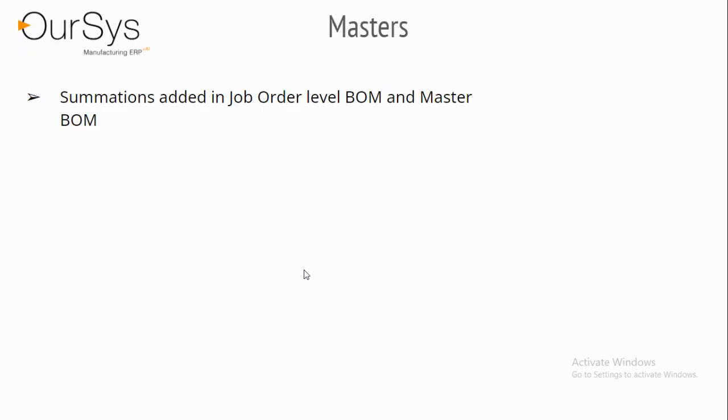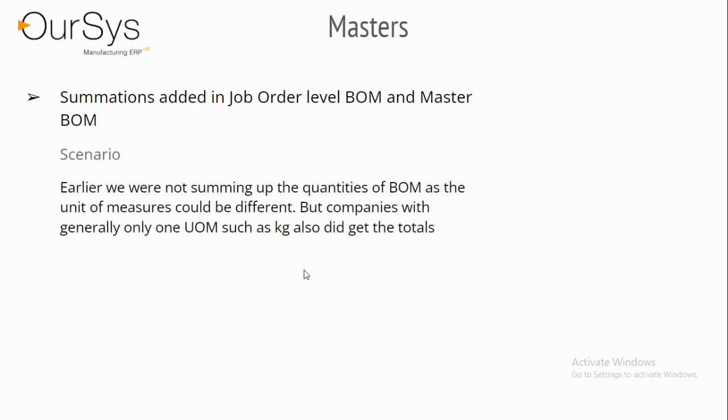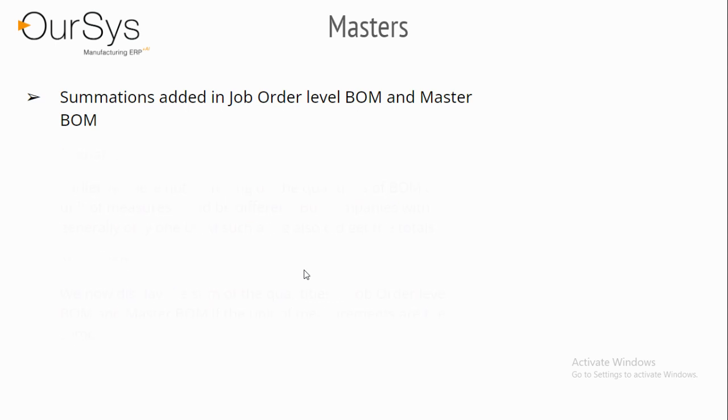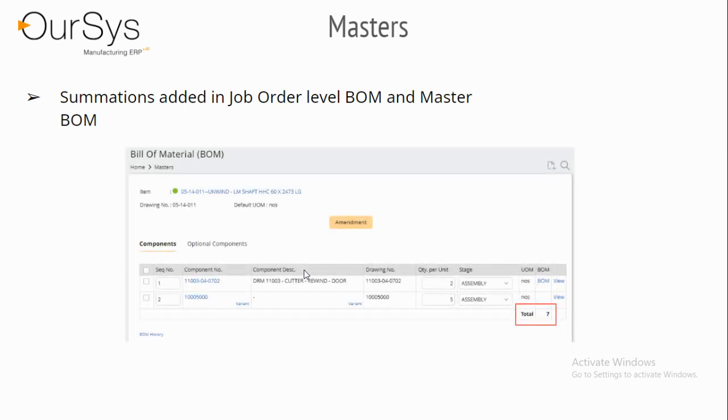Next, in the masters, we have added a summation. If the job order has similar units of measurement, then we have given a summation at the end of the screen, where if it has a similar unit of measurement defined, you get a summation of total PO quantity.